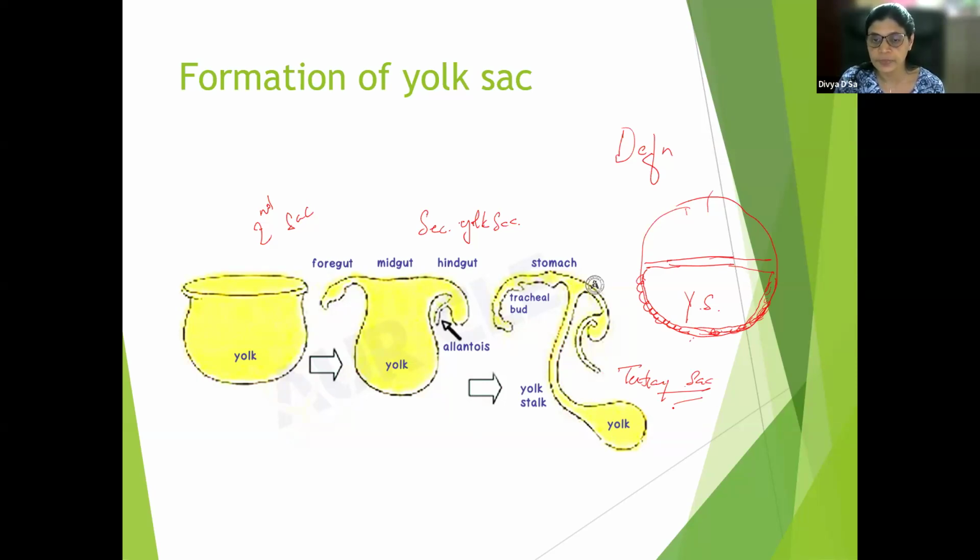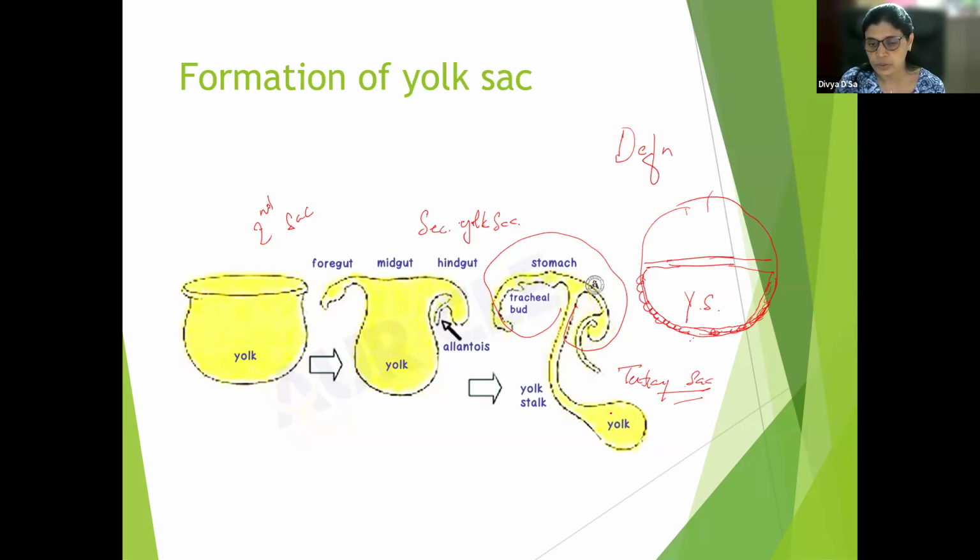Now what happens with the further folding of the embryo? Most of the yolk sac is taken within. When the embryo folds like this, most of the yolk sac will be taken up inside, which forms the primitive gut. Whatever portion of the yolk sac is left behind is known as the definitive yolk sac.